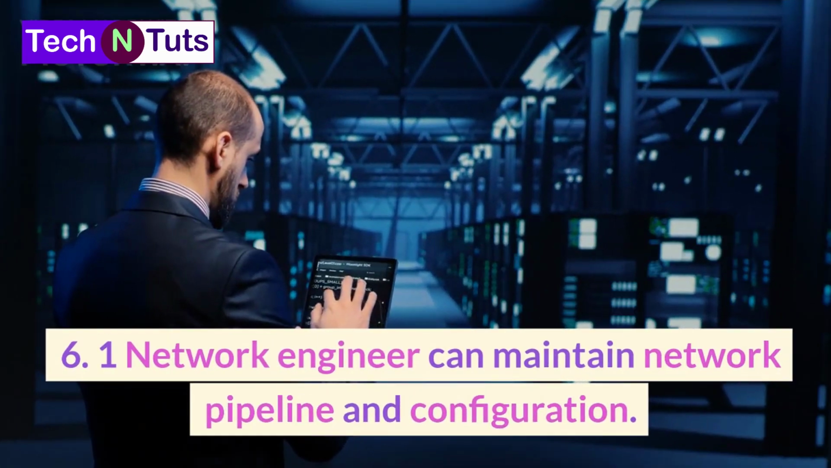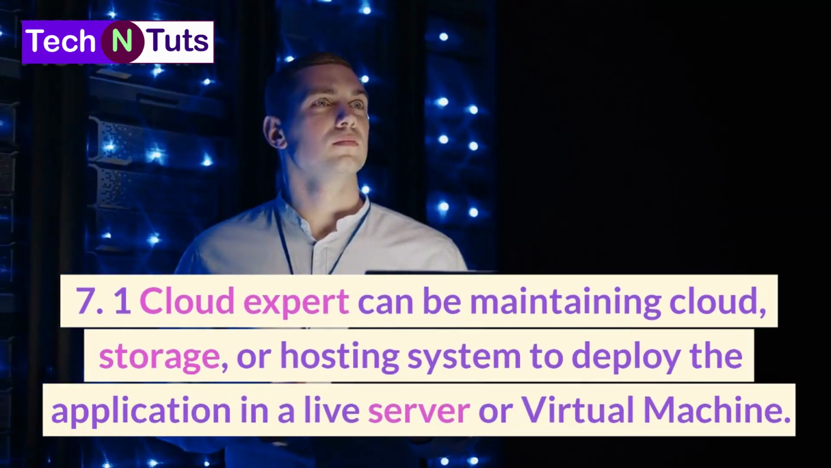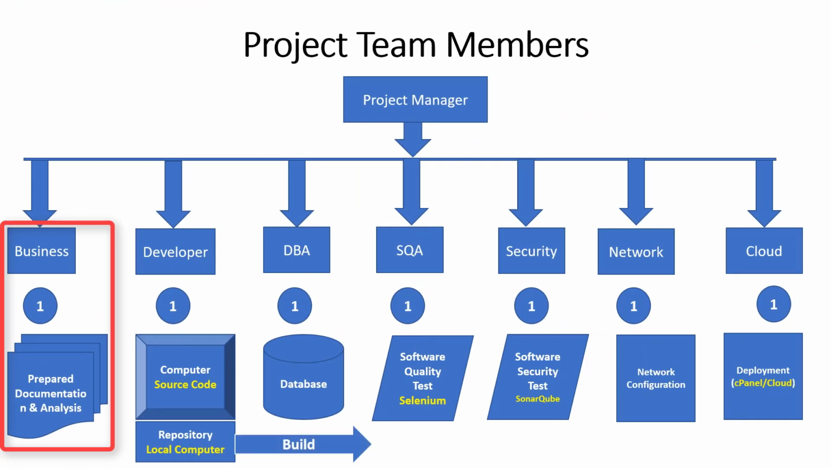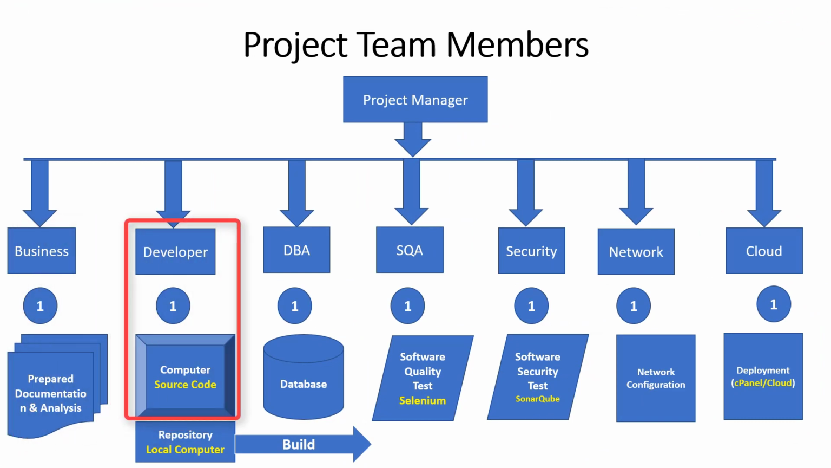6. 1 network engineer can maintain the network pipeline and configuration. 7. 1 cloud expert can maintain the cloud, storage, or hosting system to deploy the application on a live server or virtual machine. Here, according to the business analyst's project documents that come from the client requirements, the developer will be working on it as several feature works.